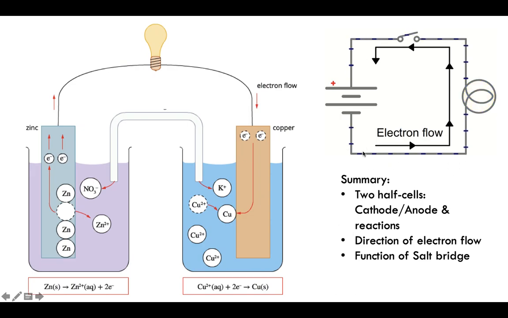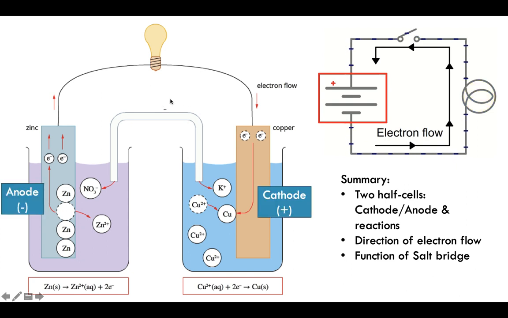Well, let's do a summary. First of all, what we are learning today is everything that's happening inside here. We have two half cells, anode and cathode, and the electrons always flow from the anode, because that's where electrons are produced, all the way to the cathode. And then of course we have the salt bridge, and we must know the two functions of a salt bridge.